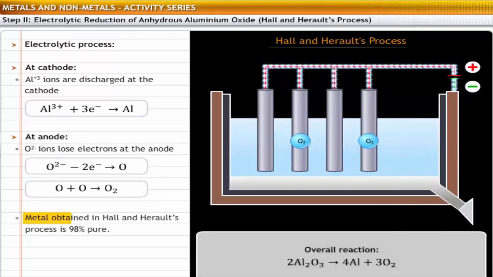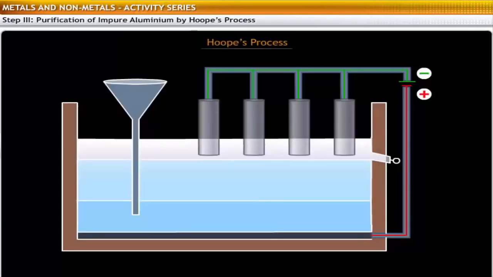The metal obtained after Hall and Herold's process is about 98% pure. This needs to be purified further. The third step is purification of the electrolyzed output from Hall and Herold's process. This is done by using a cell developed by Hope. Therefore, the process is called Hope's process.